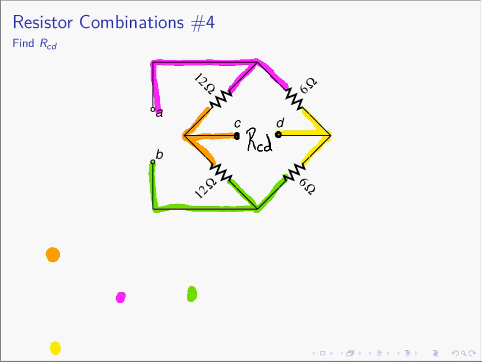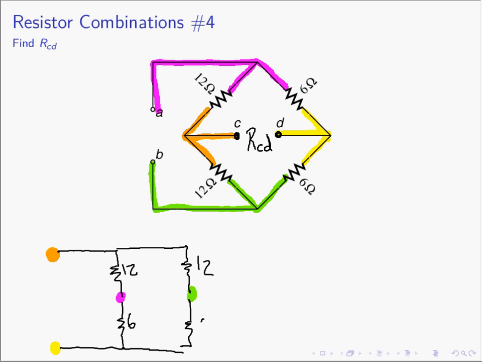So from the orange, from C, there is a path to the pink, which is 12. And then from the orange, there's also a path to the green, which is 12. And then starting at the yellow, we see that there is a path from the yellow to the pink, and that goes through 6. And then from the yellow to the green also passes through a 6.